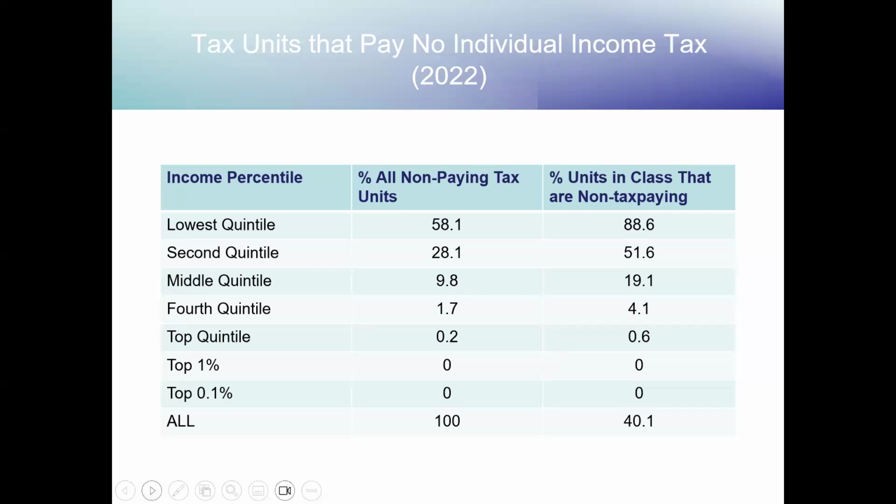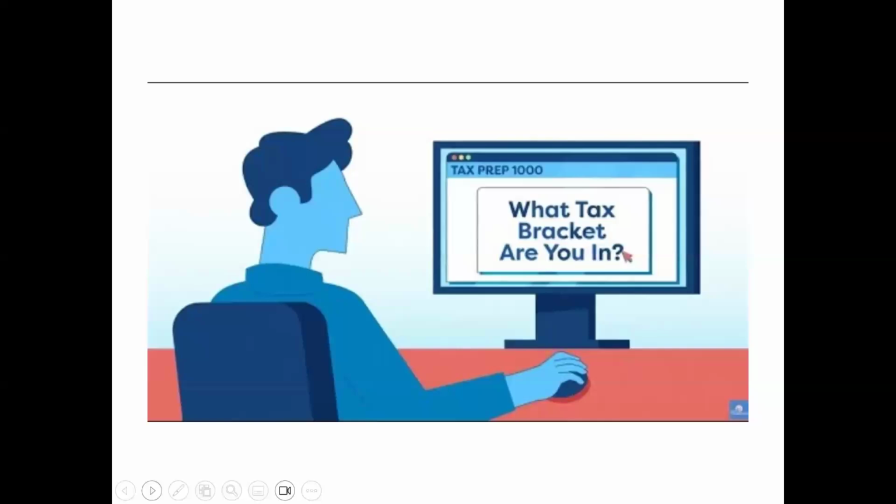This is the most recent stuff available, but even the top 0.1%, 0% end up paying no taxes, and the top 1%, 0% pay no taxes, and in the top 20%, 0.2% end up paying no taxes. So, for the most part, this is a system in which there's a progressive income tax system in the U.S.